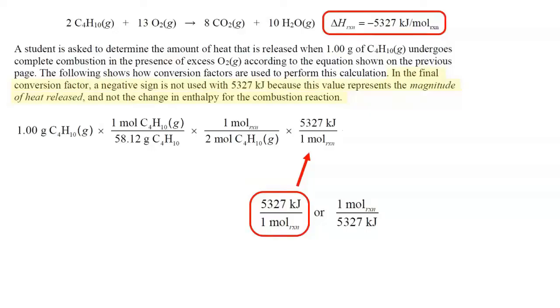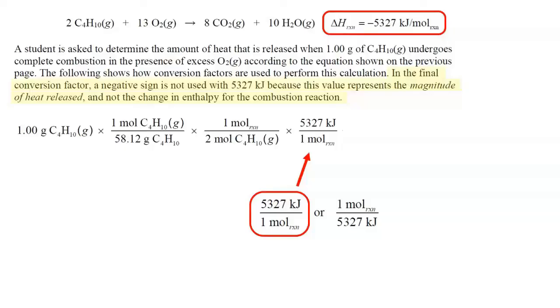Now, if you're confused about the negative sign in delta H and why I am not including a negative sign in my conversion factor, what I'm saying here is in this final conversion factor, the reason why a negative sign is not used with 5,327 kilojoules is because this value represents the magnitude or the amount of heat released, and it does not represent the change in enthalpy for the combustion reaction. So all I'm doing is calculating the amount of heat that is released.